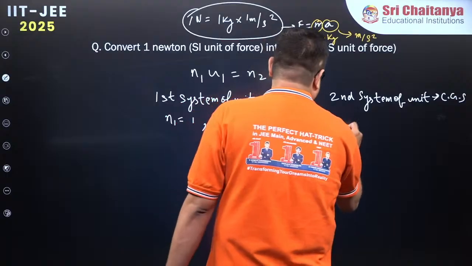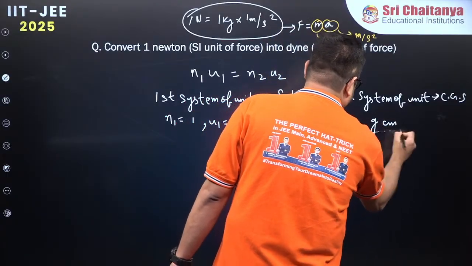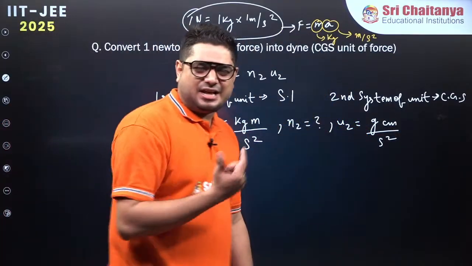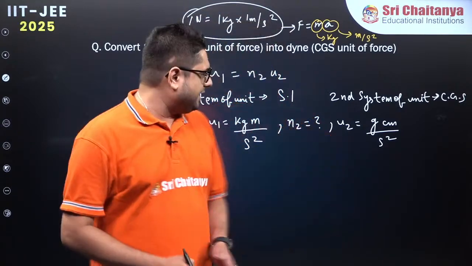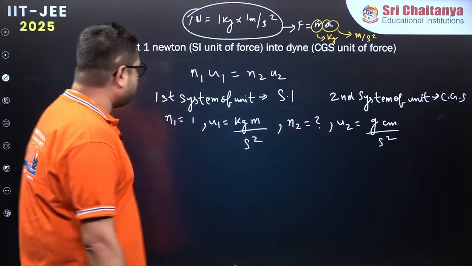And what is U2, everyone? U2 is going to be gram centimeter per second square, isn't it? Those in favor of me writing down the expression of U2, they can give a thumbs up. U2 is going to be gram centimeter per second square, isn't it? So based upon this, what can I write down?